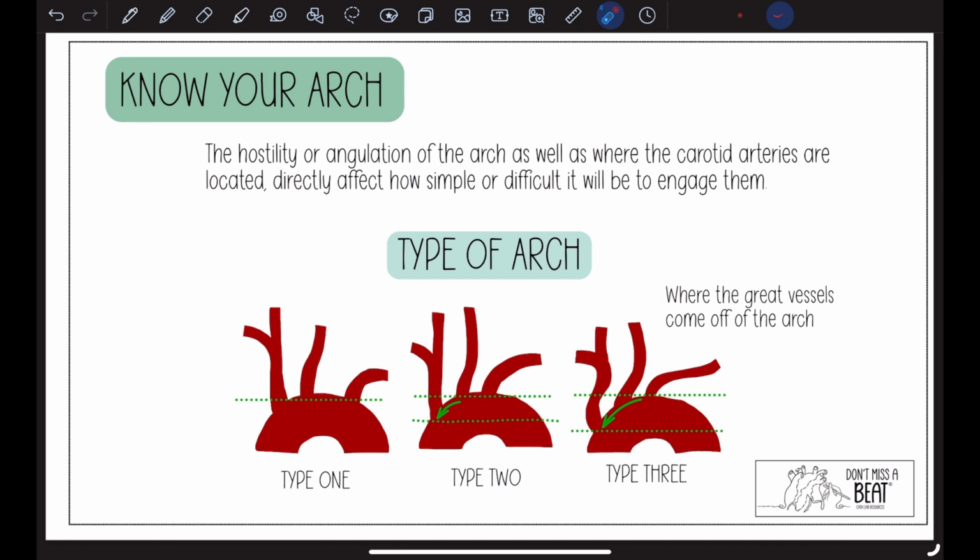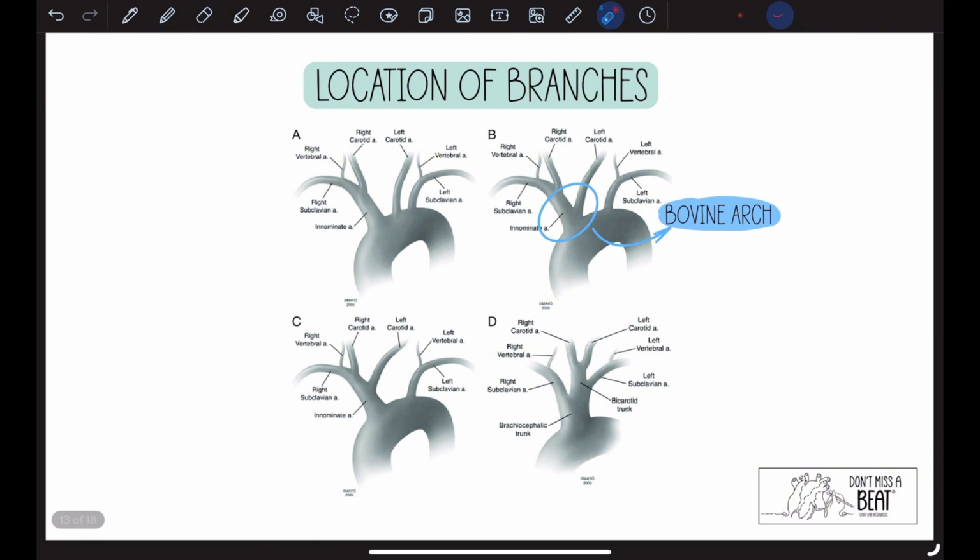So the type of arch that you have, type 1, 2, 3, is about where the great vessels come off of the arch. And as you see in the different types, this right innominate artery comes off lower and lower, and what that creates is a harsher angle in getting up there. Notice the arches are almost all the same, but the location of the arteries and where they come off is different. So this one is the one you are used to. You have the innominate and the right carotid comes off of that, the left carotid and the left subclavian, and your vertebrals are up here.